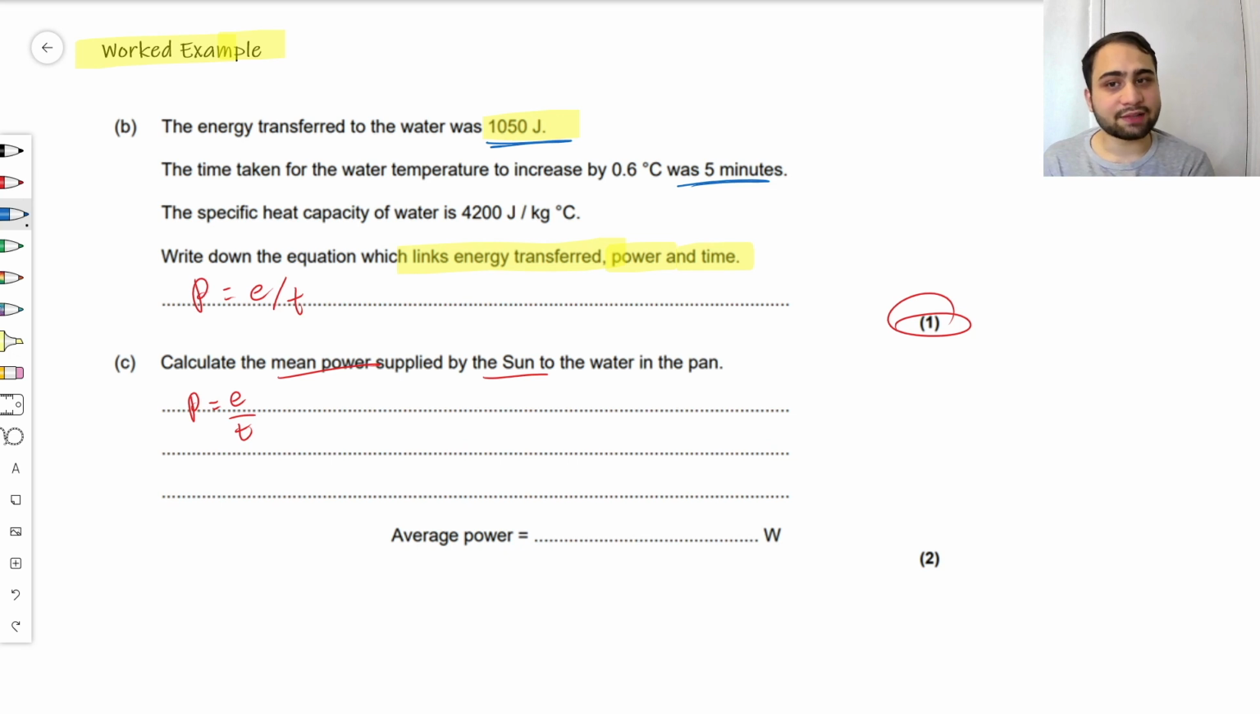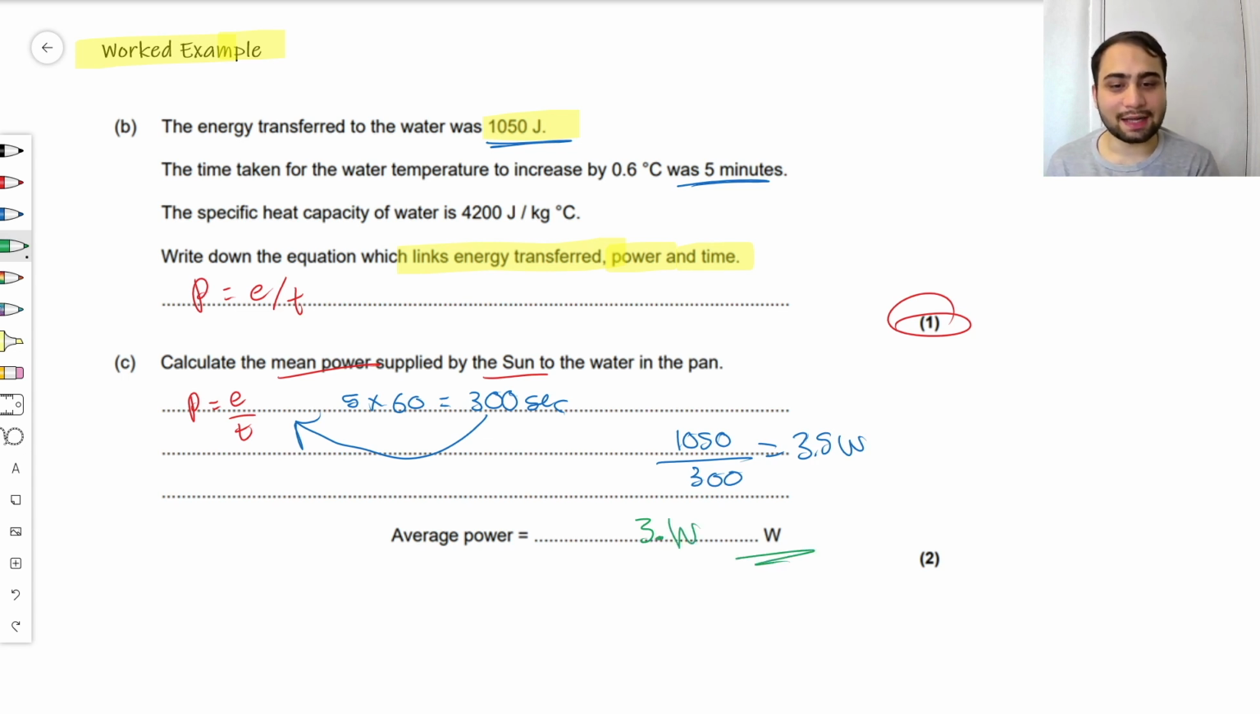It's telling us the time taken for the water temperature to increase by 0.6 degrees Celsius was 5 minutes. But we need our time in seconds. So first we convert 5 minutes to seconds by just multiplying by 60, because there are 60 seconds in a minute. That gives us 300 seconds. Now we substitute these values into our equation. So we do 1050 over 300, and that gives us 3.5 watts. That's our symbol for the unit for power, watts. And again, it's already on the answer line here, but we write it anyway. And so that's our answer right there, 3.5 watts.